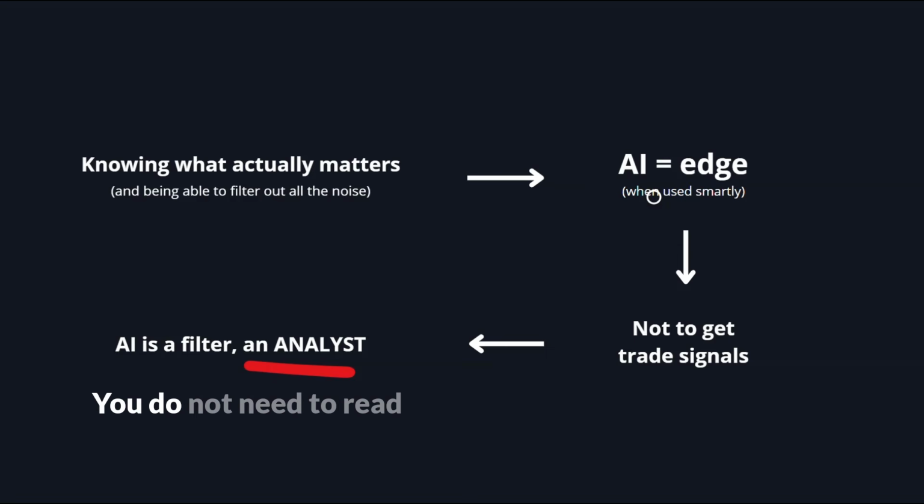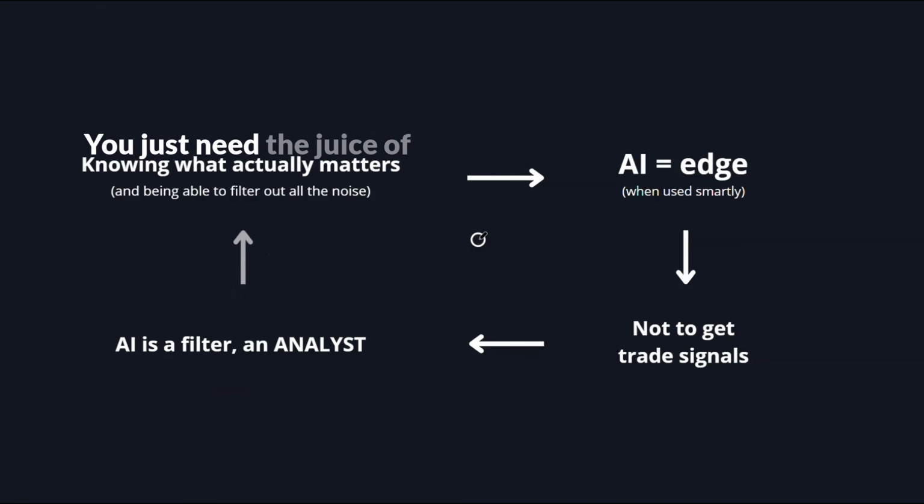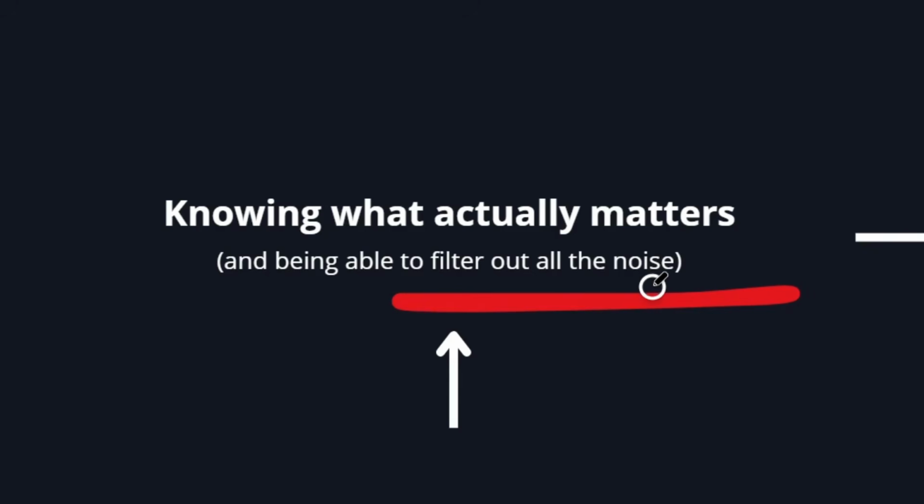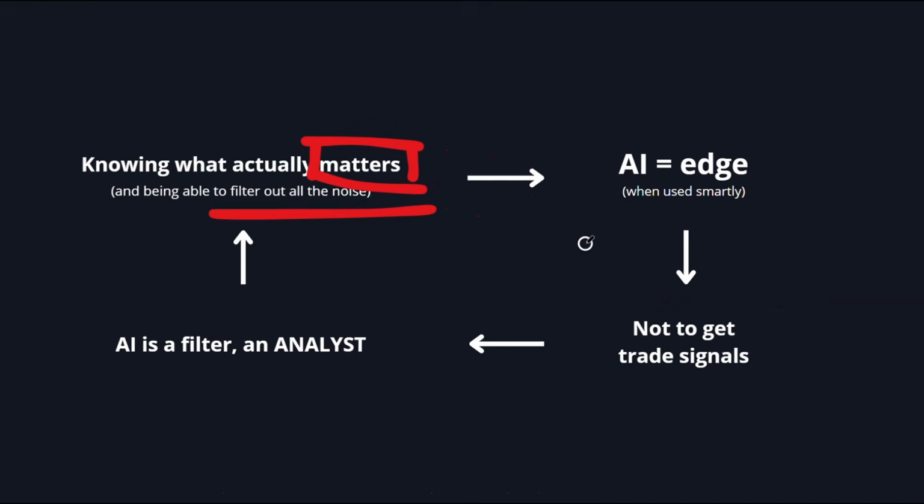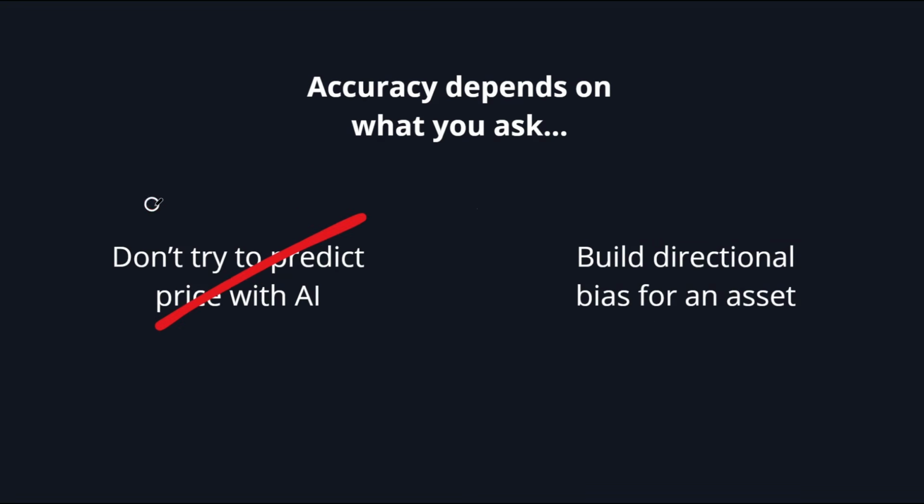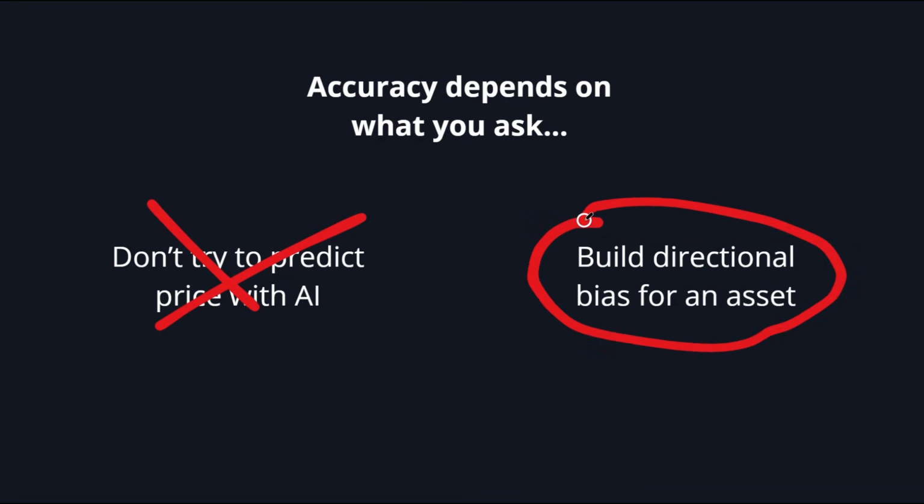Think of it like this. You do not need to read 40 macro reports yourself. You don't need to read every press conference transcript from the Federal Reserve. You just need the juice of it that actually matters. And artificial intelligence is extremely good at that. It absorbs all the nonsense and it hands you clarity. It filters out all the noise and helps you know what actually matters. This is what AI is good at. So if you want to simplify fundamentals, this is the first practical step. Your objective with AI is not to predict price, but to build a directional bias for an asset.